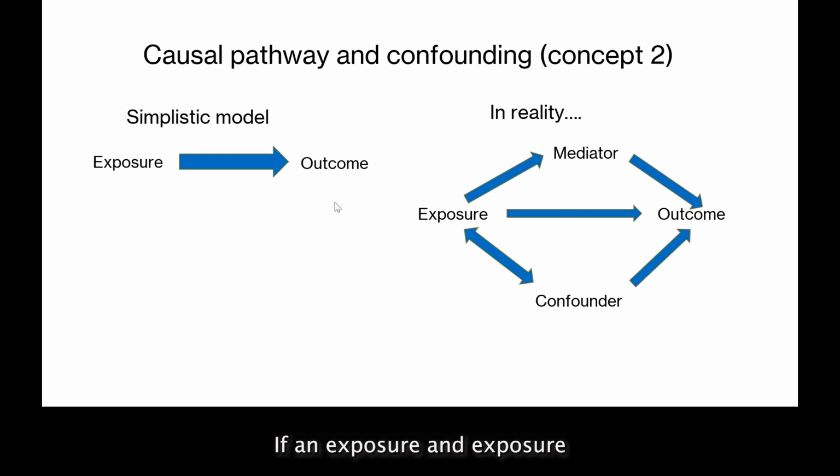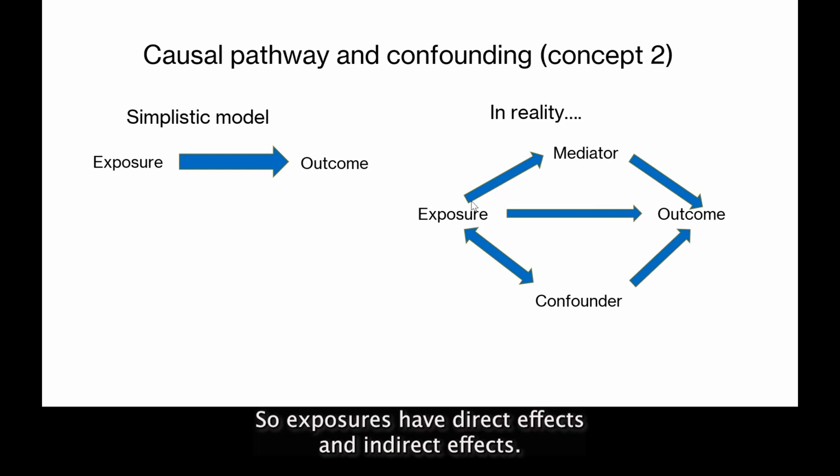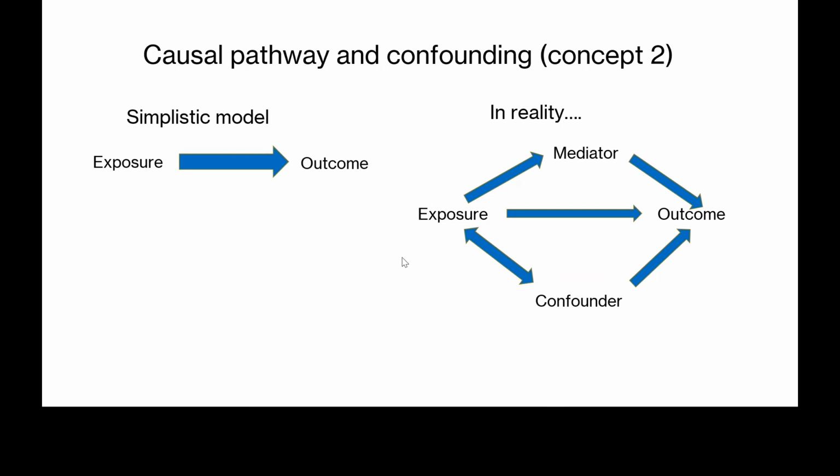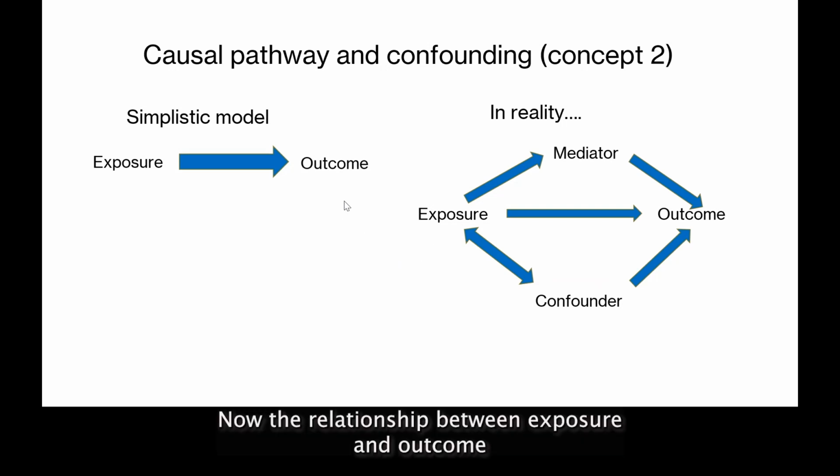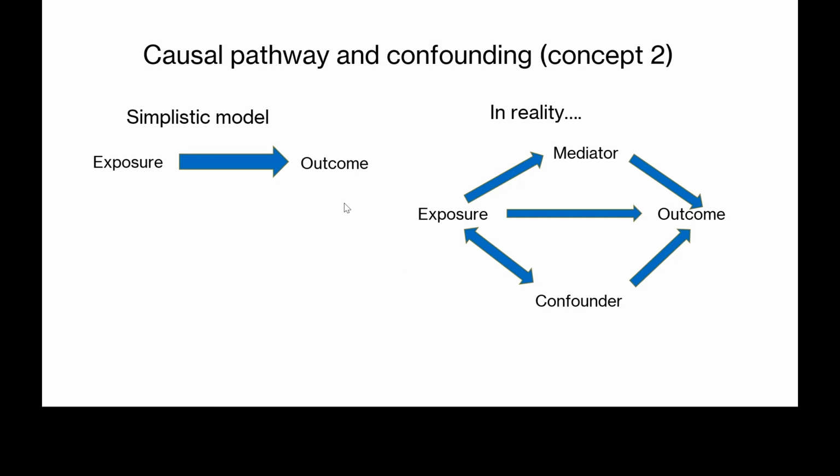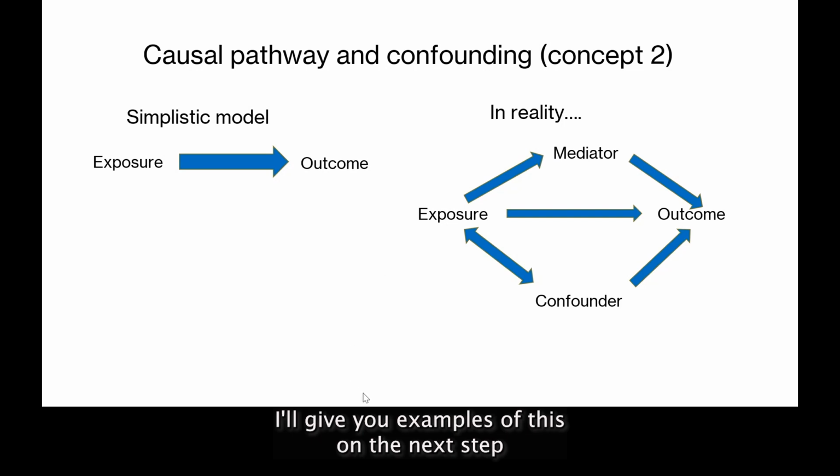An exposure can directly exact its effects on the outcome, or an exposure can act indirectly through a second variable, which is a mediator, to exact its effects. So exposures have direct effects and indirect effects. There's also a confounder. Now, the relationship between exposure and outcome might not be real. And this might be because the exposure is associated with a confounder, which is a true risk factor of the outcome. I'll give you examples of this on the next slide.